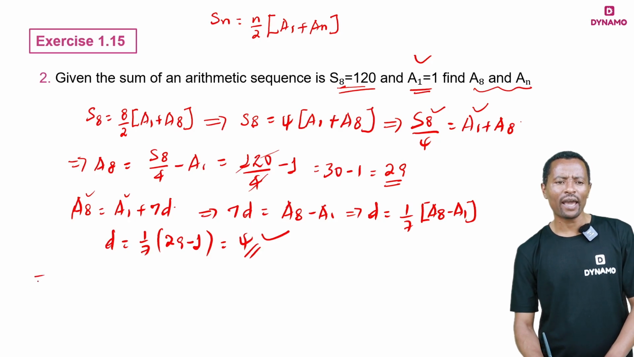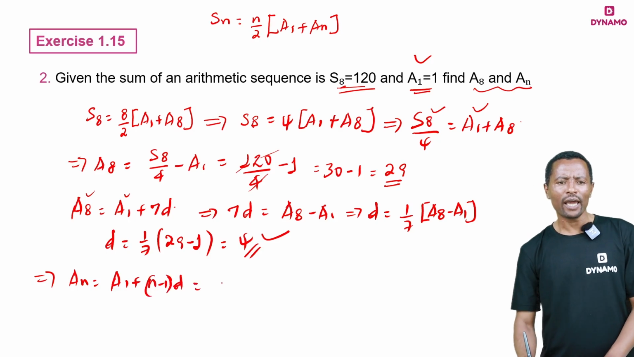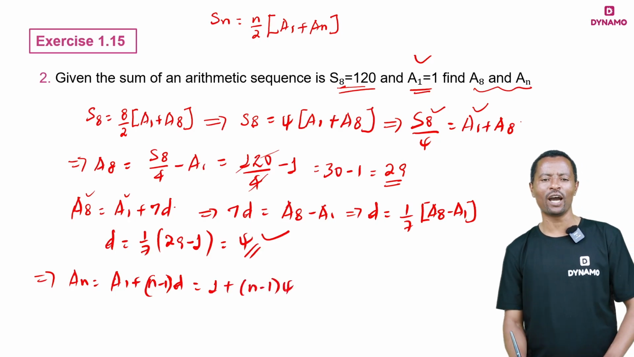Then AN is equal to A1 plus what? A1 plus N minus 1 times what? N minus 1 times D keenya goona jechuudha. Kana jechuun A1 jechuun 1 tu kenname, 1 plus N minus 1 times what? D keenya meeqa? 4 dha jechuudha.